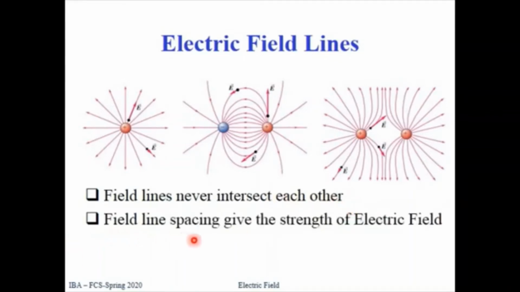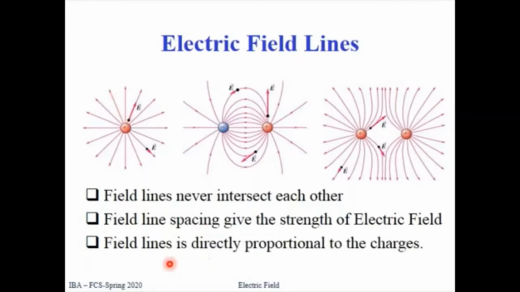Field line spacing gives the strength of the electrostatic field. That means closer to the positive charge, the lines of force are closer. Therefore, we say the electric field intensity is higher close to the positive charge. However, if we go far from this positive charge, the spacing between two lines is larger. That means the intensity of the electrostatic field is weaker far from the positive charge.